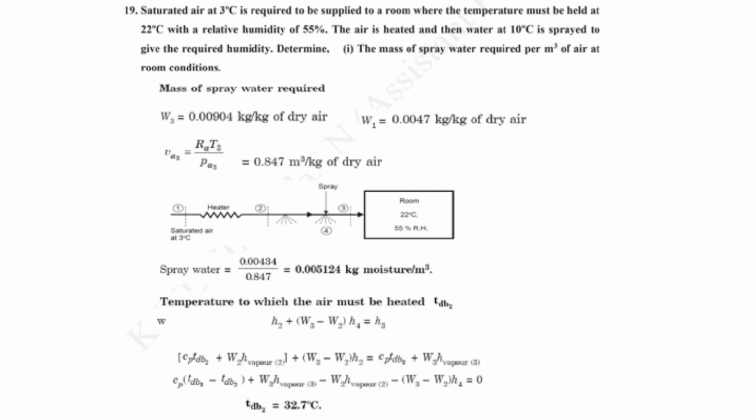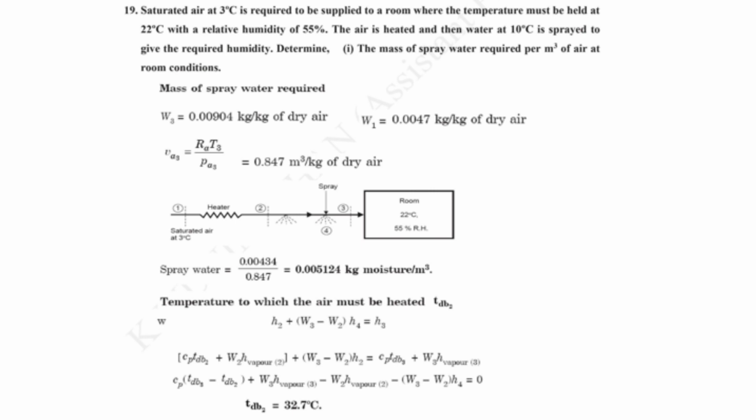Temperature to which the air must be heated, dry bulb temperature 2, where H2 plus W3 minus W2 multiplied with H4 is equal to H3. The formula utilized to calculate this is Cp multiplied with the dry bulb temperature 2 plus W2 H vapor 2, added with W3 minus W2 multiplied with H2, is equal to Cp dry bulb temperature 3 plus W3 H vapor 3.